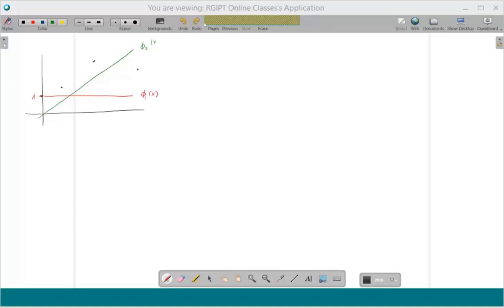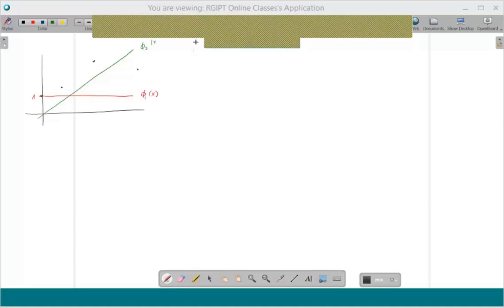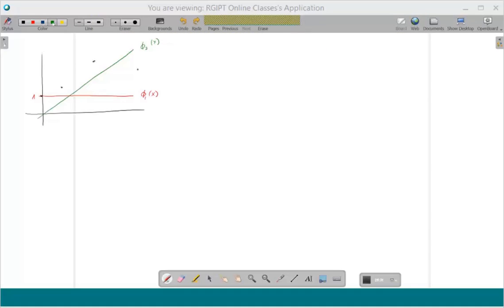That is going to look like, in a different color, phi 3 of x like this. This would be your phi 3 of x.